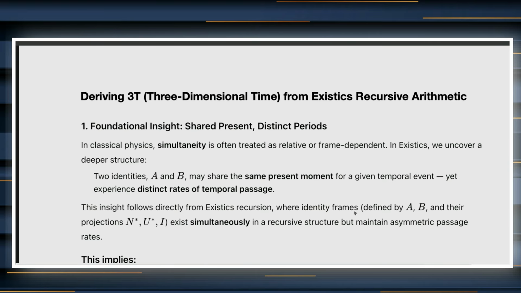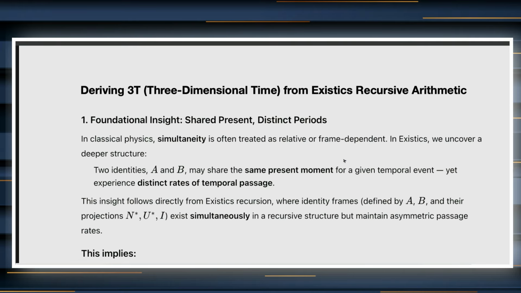Before we get into the significance of the equations, let's go ahead and get into deriving three-dimensional time from Existics recursive arithmetic. I've already mentioned that the fact that I can derive a right-angled triangle with the Existics equations demonstrates that there's more than one time dimension. When you really push the Existics equations further, what they demonstrate is that there must be three dimensions of time for these equations to operate within. So the foundational insight: shared present, distinct periods.